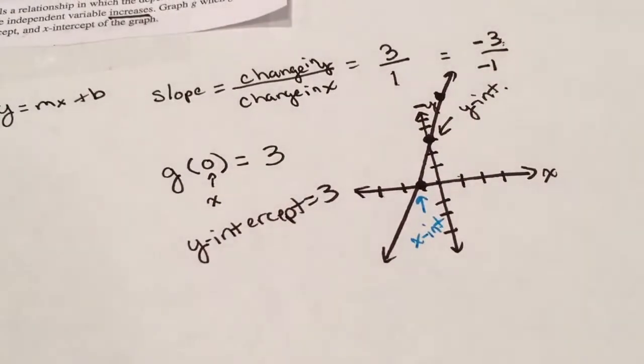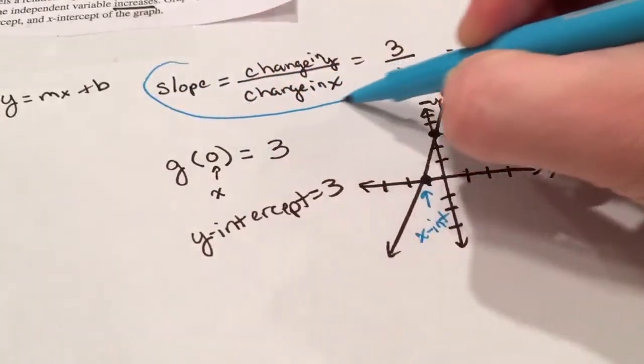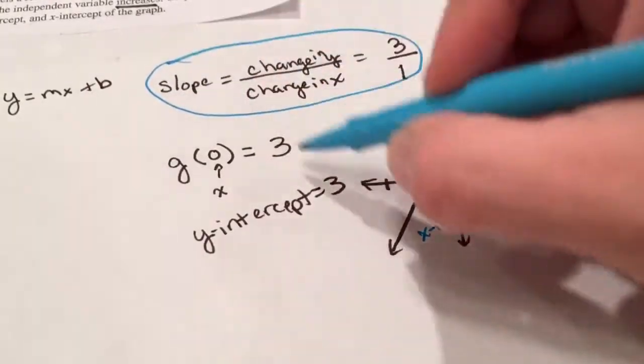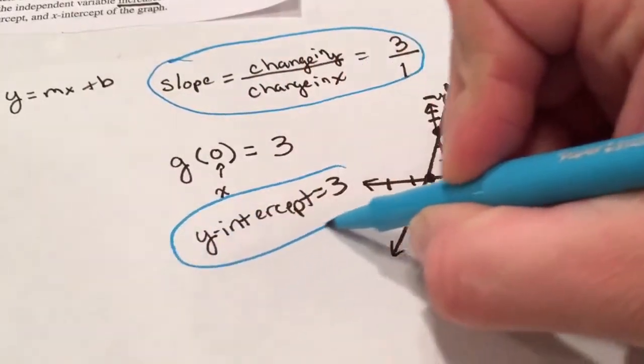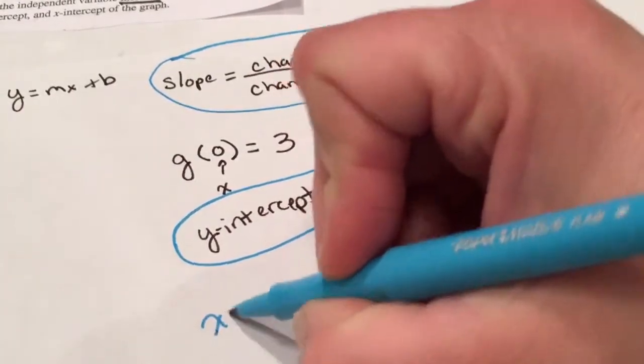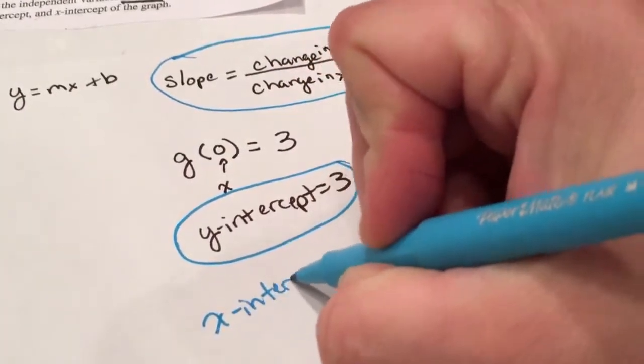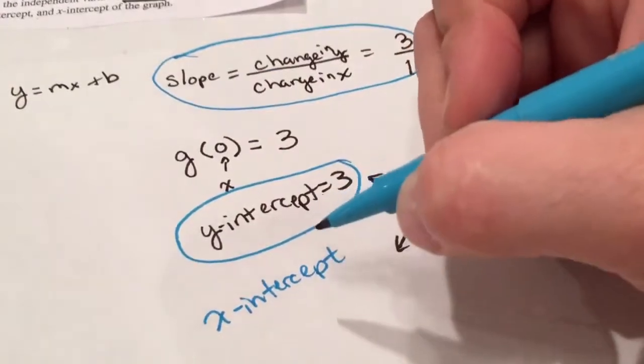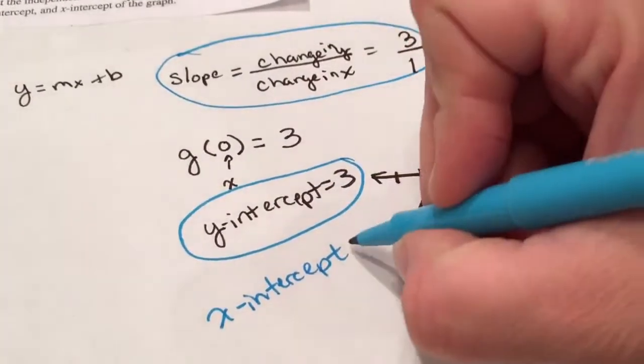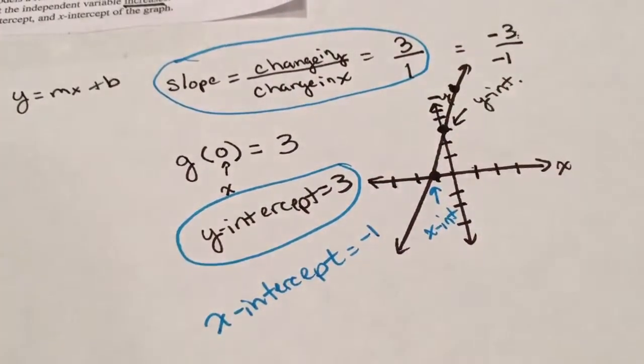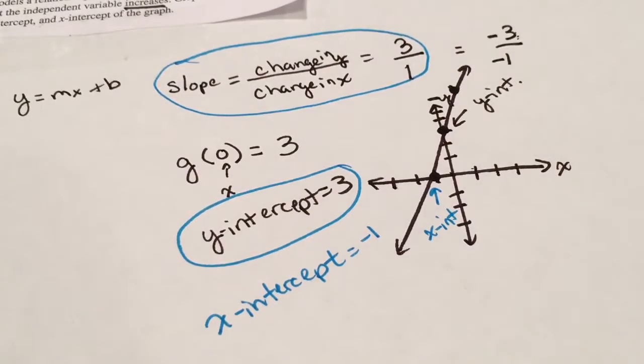So that's the third part. So my 3 parts are slope, which is 3, y-intercept, which is 3, and x-intercept. Hey, how about that? X-intercept is actually -1, not 3. Just kidding. All right, so that is example 5.